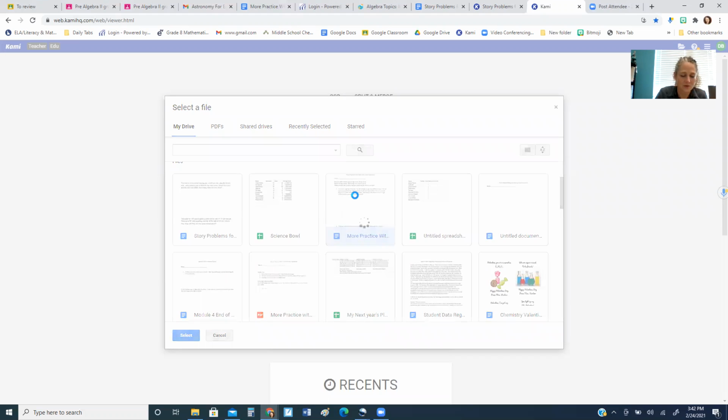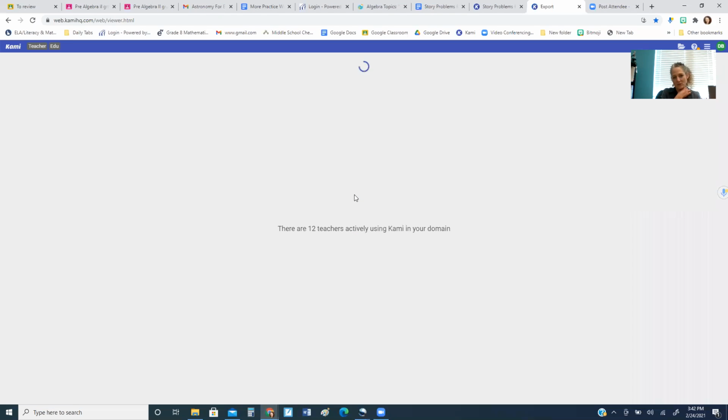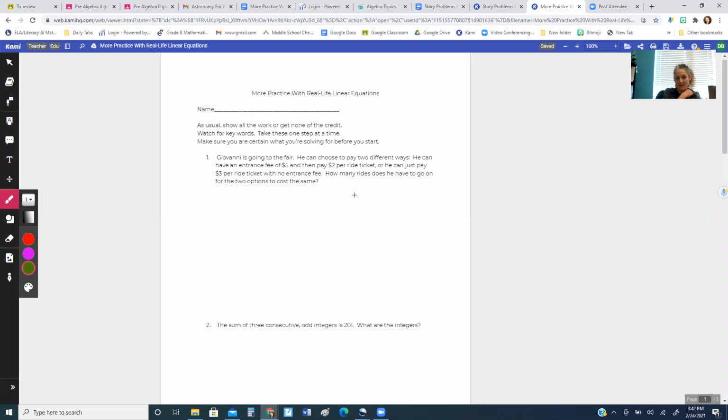So, more practice with real life linear equations. I'm going to do the first 2 for you here. Okay, Giovanni's going to the fair. He can choose to pay 2 different ways. He can have an entrance fee of $5 and then pay $2 per ride ticket. Or he can just pay $3 per ride ticket with no entrance fee. How many rides does he have to go on for the 2 options to cost the same?